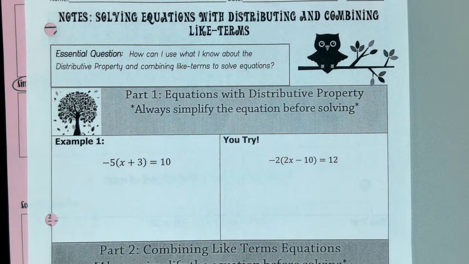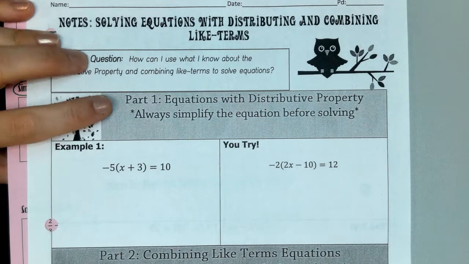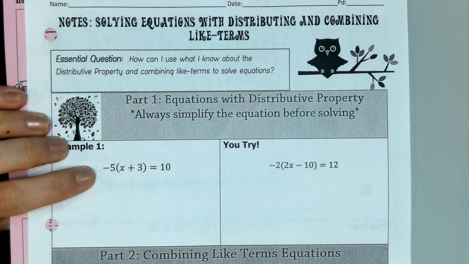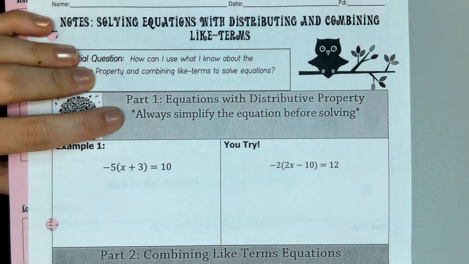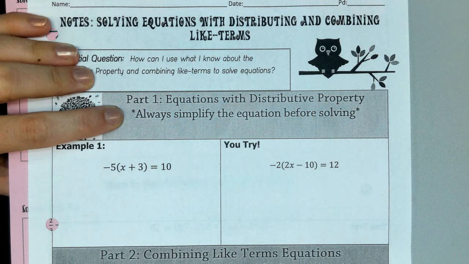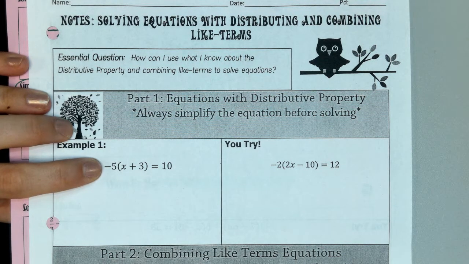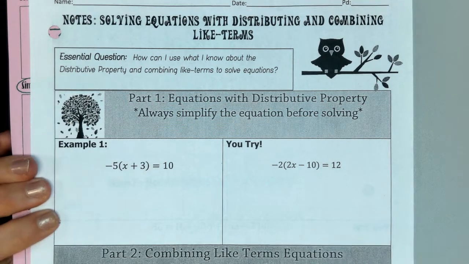Alright, our essential question: how can I use what I know about the distributive property and combining like terms, which we did last week, to solve equations? So, part 1 are just equations that have the distributive property in them. The one thing you have to remember is you simplify before solving. By simplify, I mean do the distributive property, and once that's done, we can solve the equation.